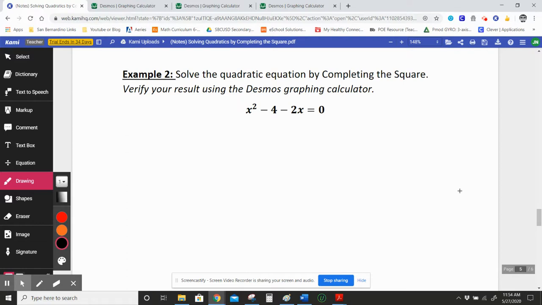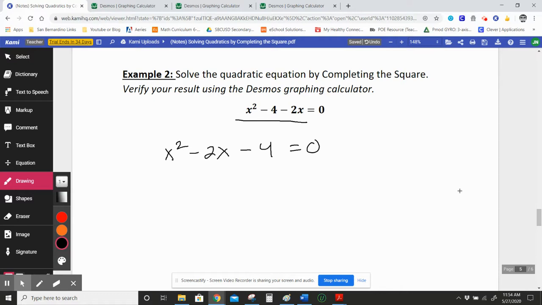I'm not going to waste time doing so. Step 1, we have to make sure that this is in standard form, which it is not. So I'm going to go ahead and rewrite this as x squared minus 2x minus 4 equals 0. Now that I have this in standard form, I know that this is A, this is B, and this is C.